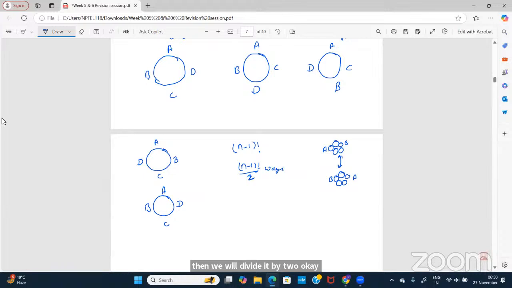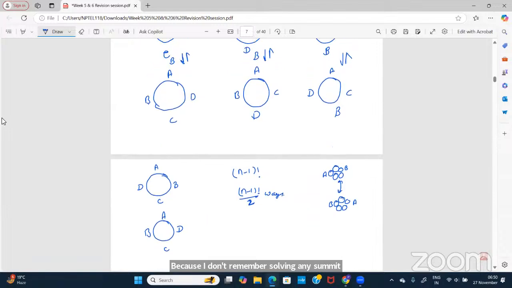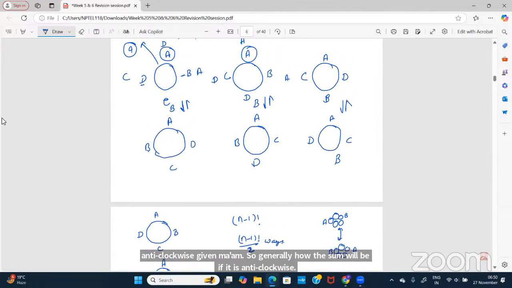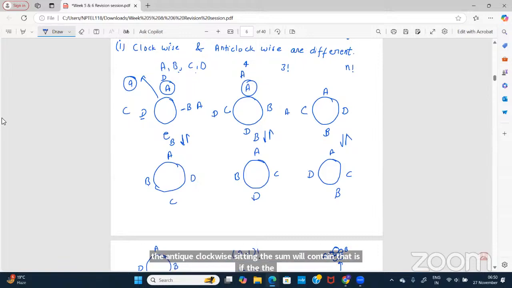Any doubt? Is this clear now? In the sums, will it be given that it is the anti-clockwise direction as well? Because I don't remember solving any sum with anti-clockwise given, ma'am. So generally, how will the sum be if it is anti-clockwise? For the anti-clockwise sitting, will the sum say that people are sitting in the anti-clockwise direction? I haven't solved any sum on the anti-clockwise thing, so I'm just wondering how the sum will be if we need to use this n minus 1 factorial by 2.